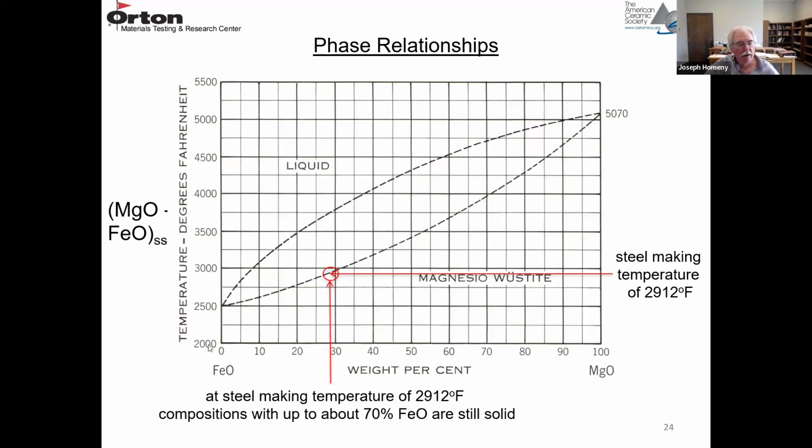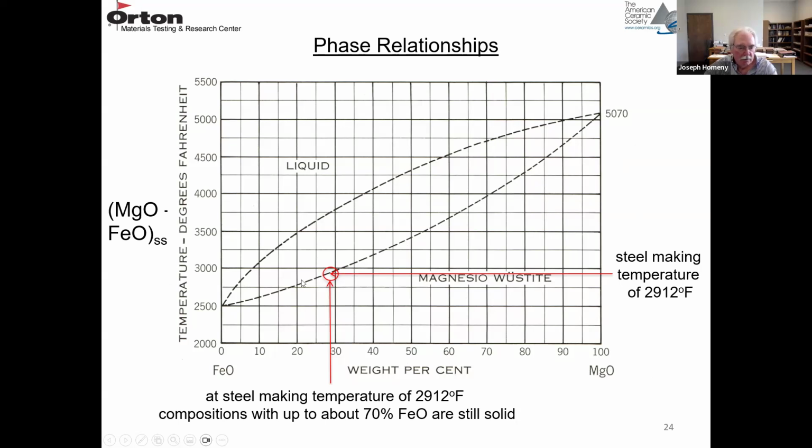So here's the first phase diagram for the magnesiowustite. This is 100% FeO on the left-hand side and 100% MgO on the right-hand side. And the temperature goes from about 2,000 to 5,000 degrees Fahrenheit. Some of these phase diagrams are in Fahrenheit, some are in degrees C, so it makes it a little confusing as to what the temperatures are without converting them.